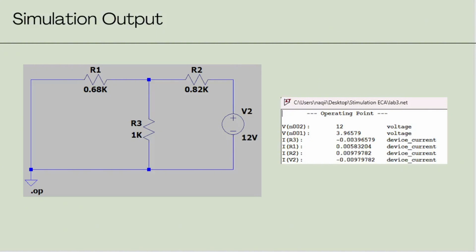So this exercise is an application of the superposition theorem in analyzing multi-source DC circuits. We're able to measure and calculate the current in each branch of the series-parallel circuit and verify the superposition theorem. So next we will go to lab 4.